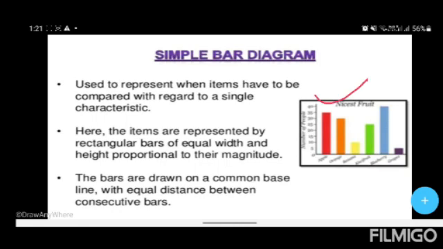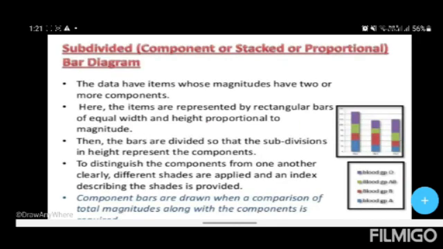This is an example of a simple bar diagram. It has a single characteristic. When we have more than two components, that can be shown with the help of subdivided bar diagram. Here you can see the bar is subdivided into different components. This is drawn when a comparison of total magnitudes along with the components is required. Here the bars are divided so that the subdivisions in height represent the components.